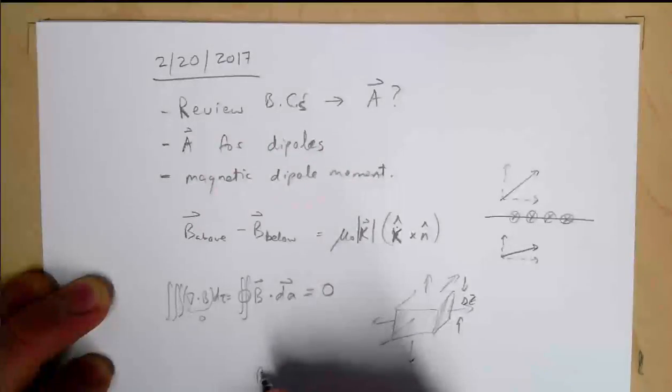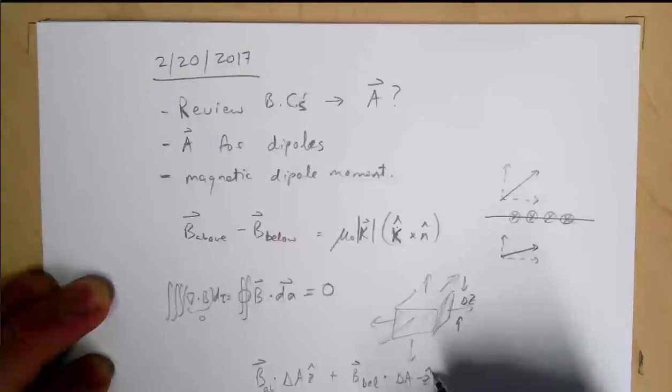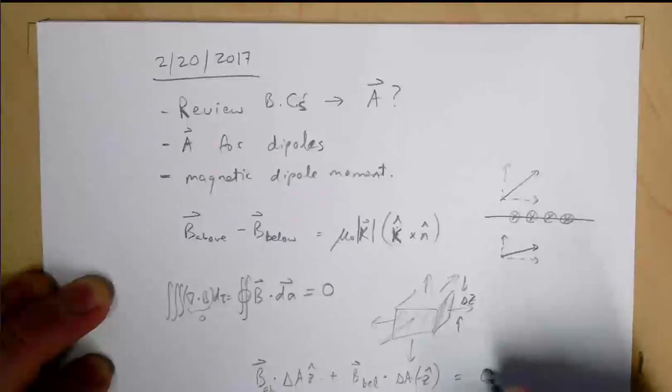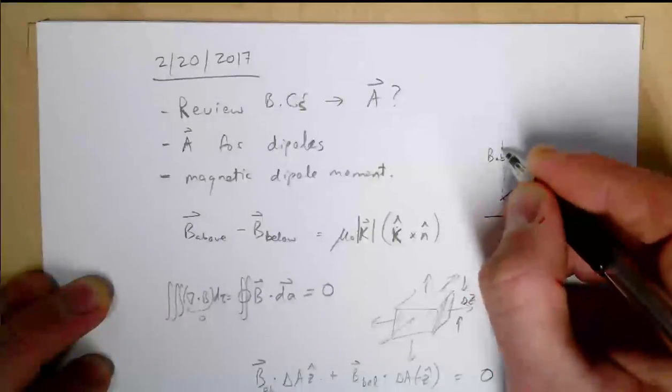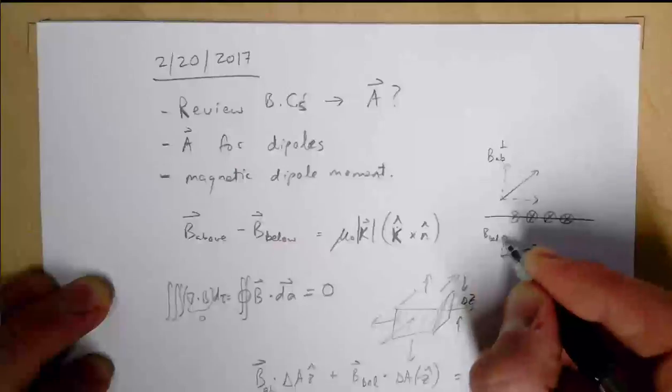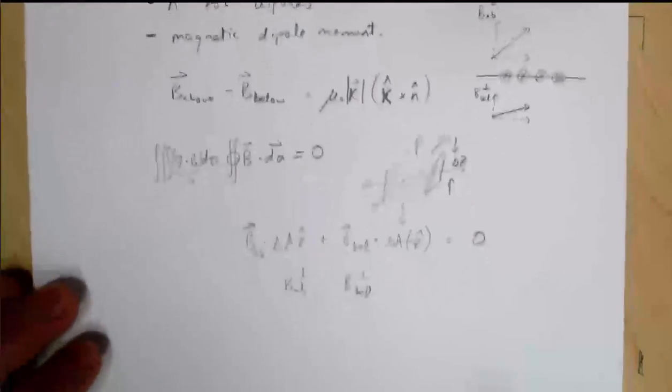One of the things that came out of it was that B above times delta A in the n hat direction plus B below dotted with delta A in the minus n hat direction equaled 0. From that we saw that the above component perpendicular was equal to the below component perpendicular. So B above perpendicular and B below perpendicular are continuous across the boundary.